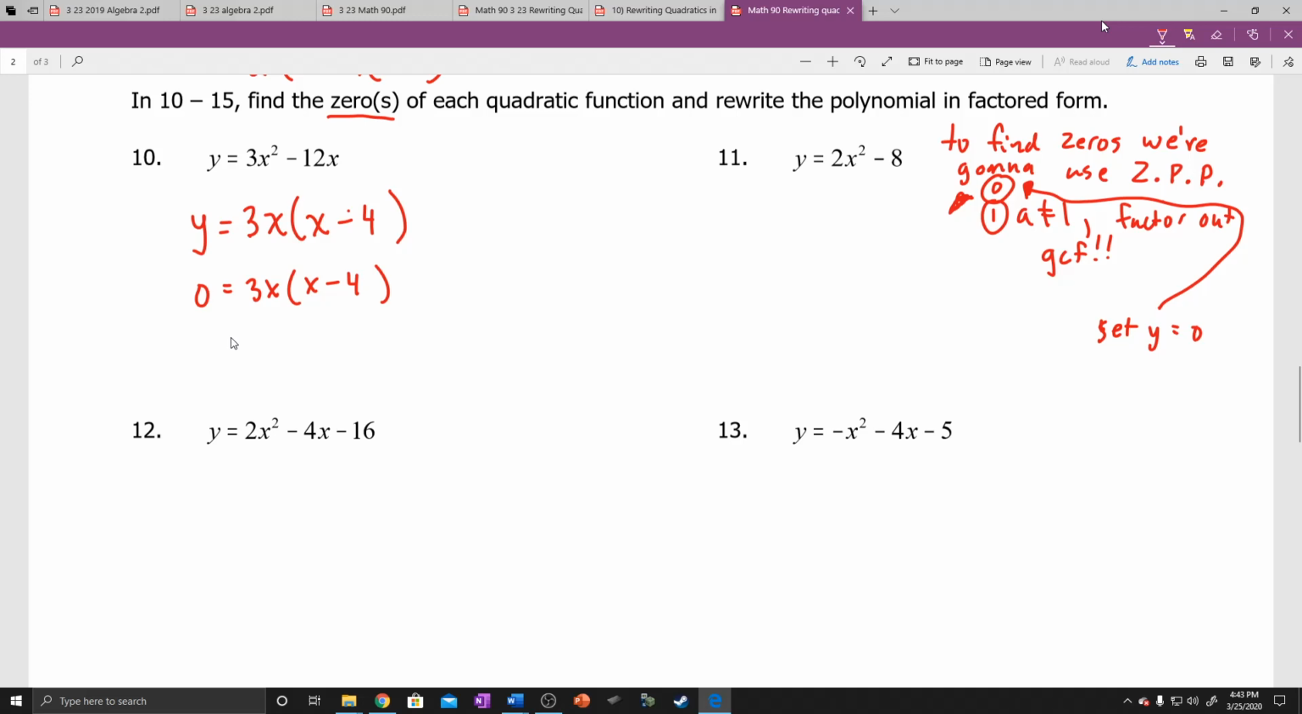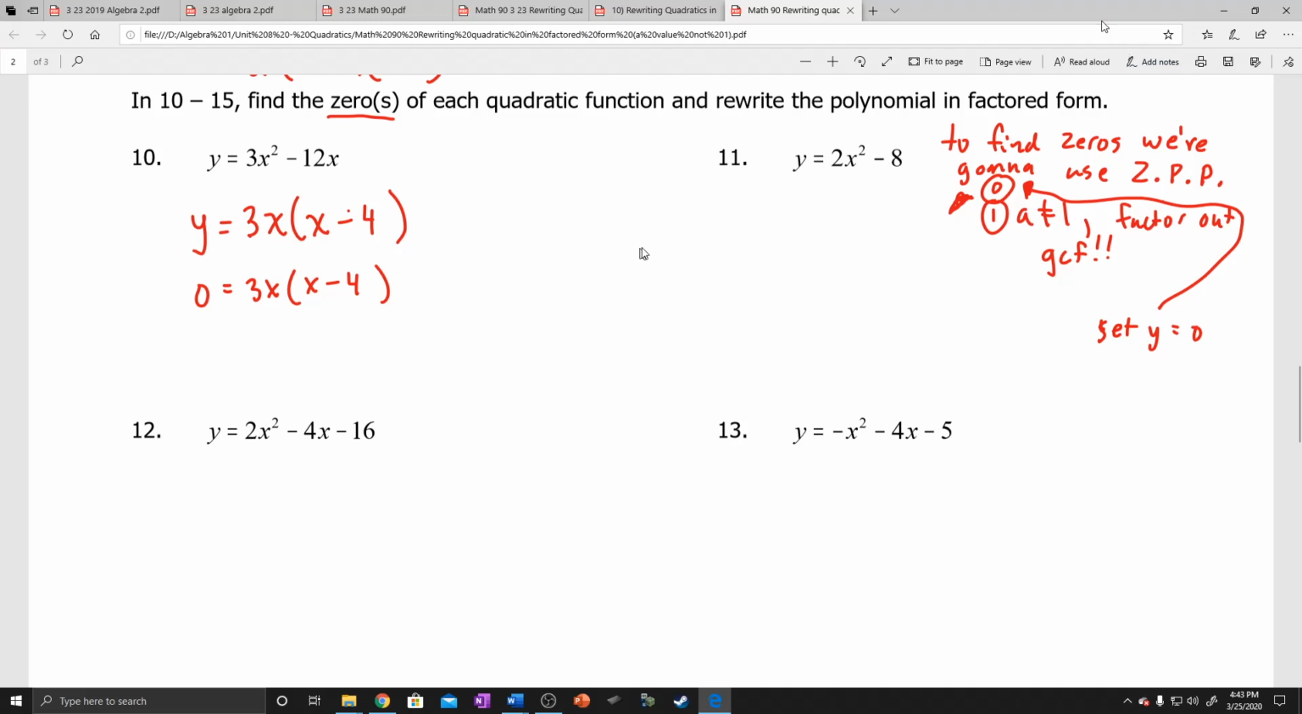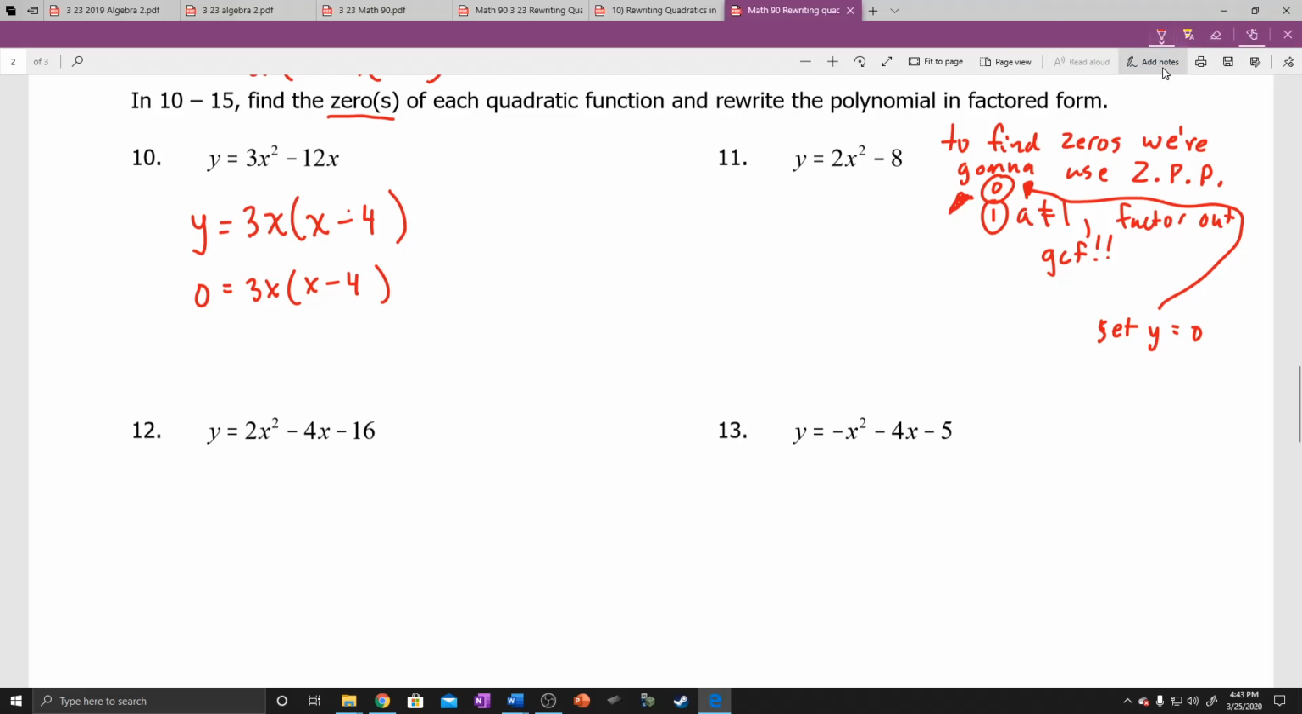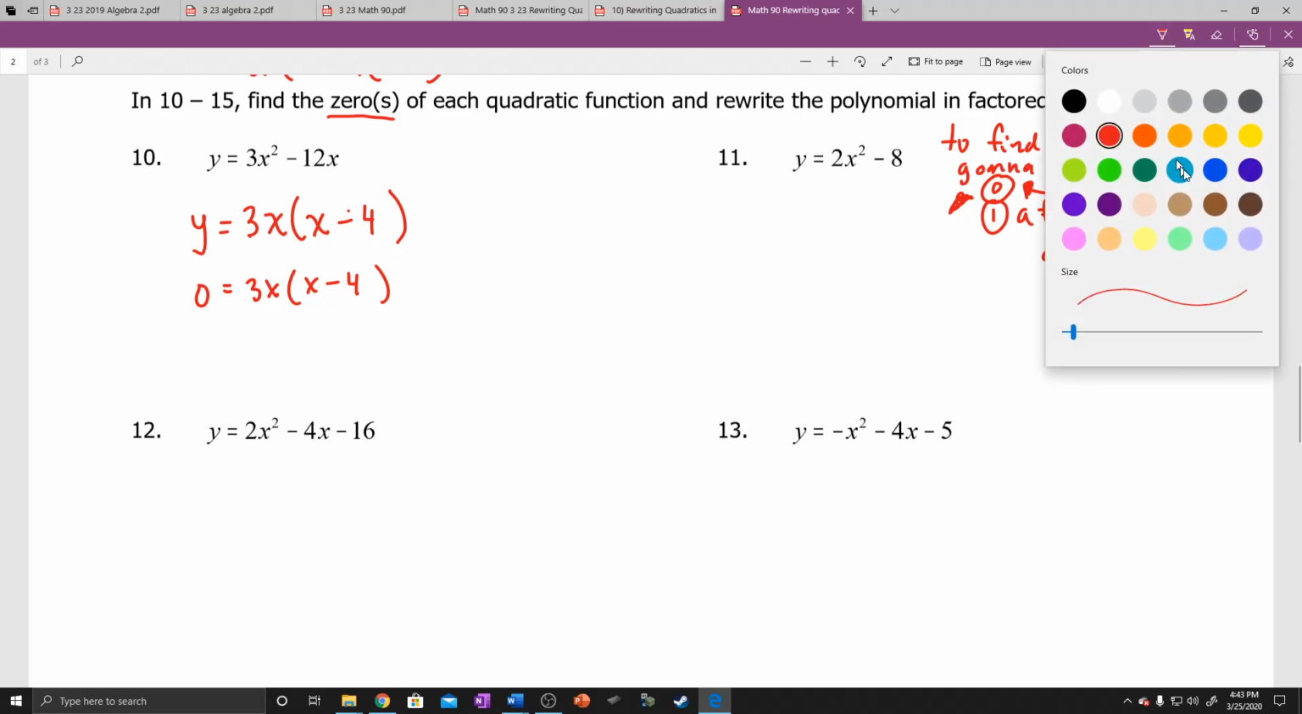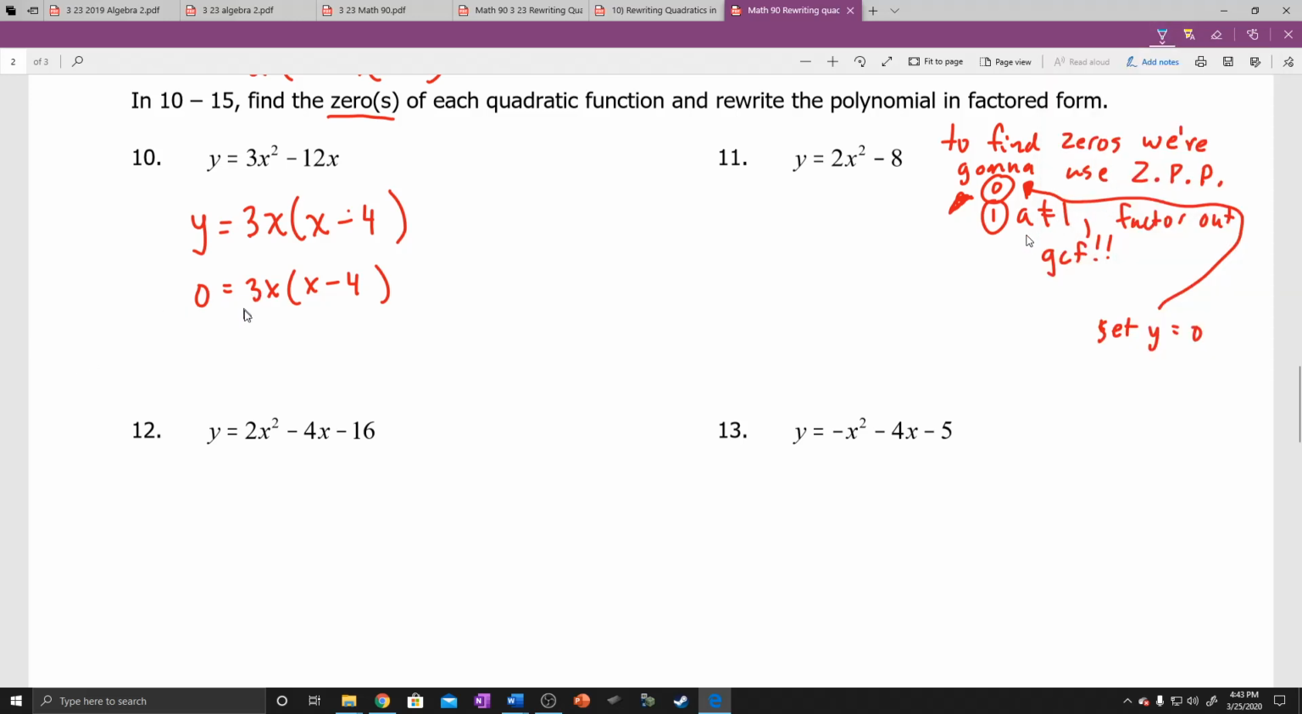Now we're going to use the zero product property. So we take each factor and set it equal to 0. Let's start with 3x. 3x is equal to 0. Divide by 3, and x is equal to 0. Then let's do the other factor. x minus 4 is equal to 0. Add 4 to both sides this time. x equals 4. Those are my zeros.